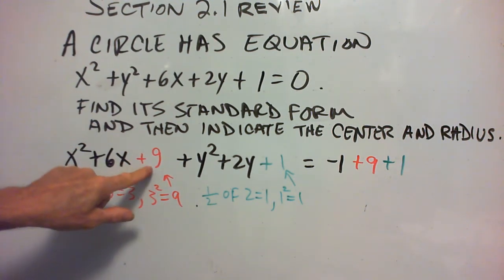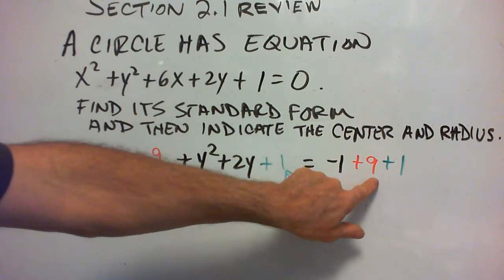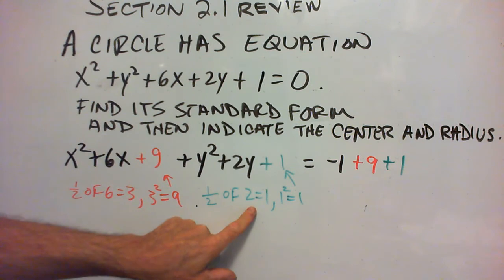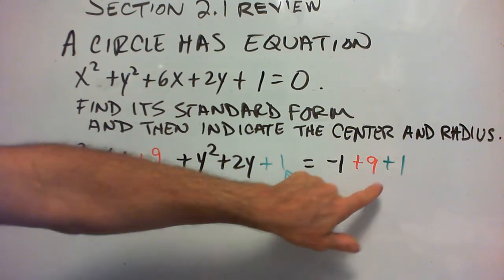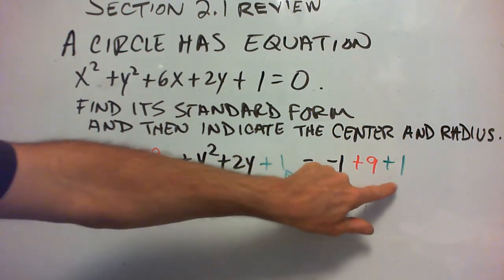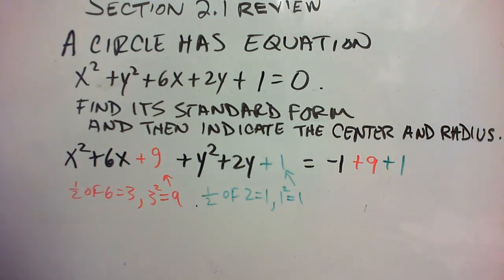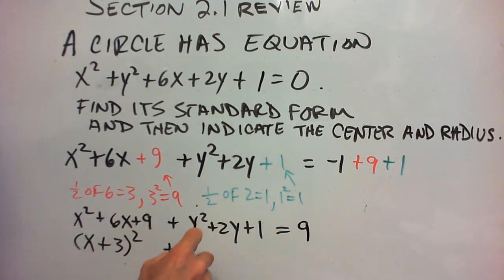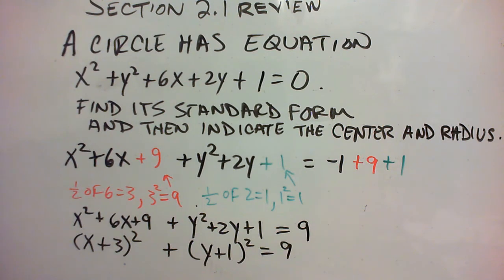Now if we add 9 to the left side of the equation, we also add it to the right side. In the y group, half of 2 is 1. 1 squared is 1. We add 1 to both sides, the y group and the right side. Now we simplify this a bit. So we simplify the right-hand side, and then we factor both the x and the y groups. The x group factors as (x plus 3) quantity squared. The y group factors as (y plus 1) quantity squared. And we have that equal to 9.